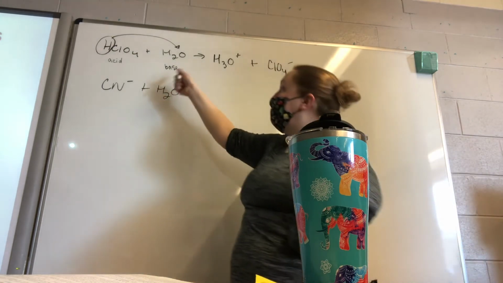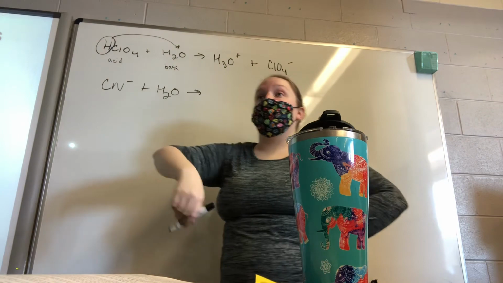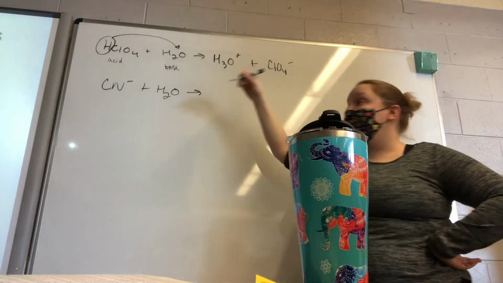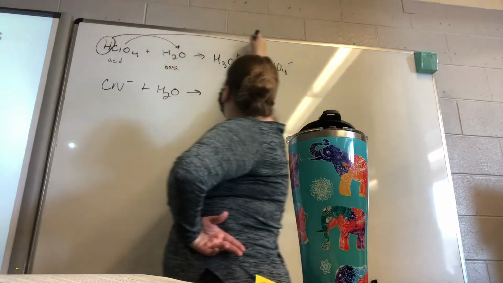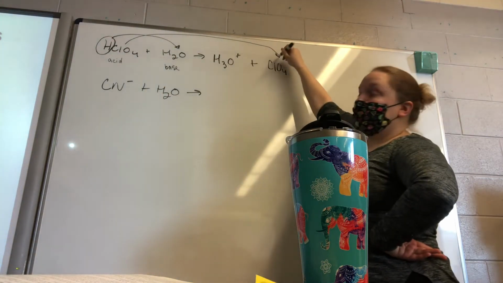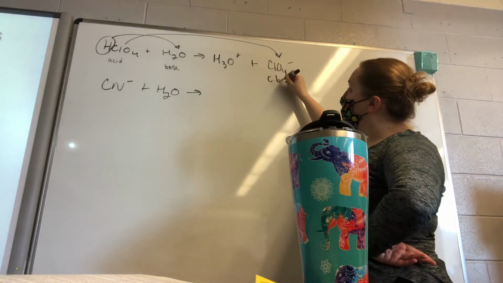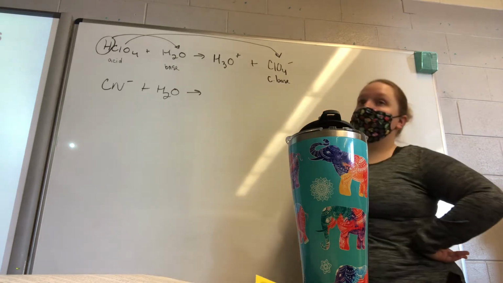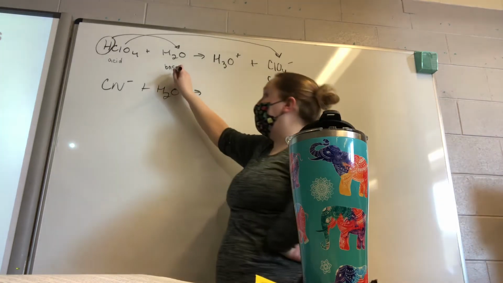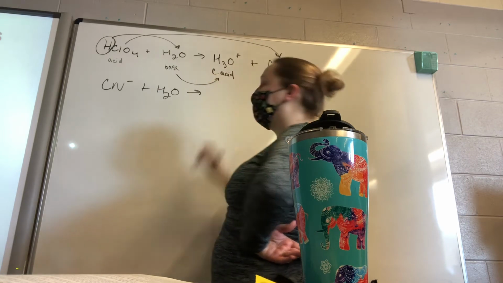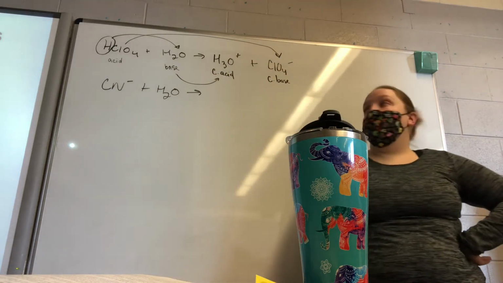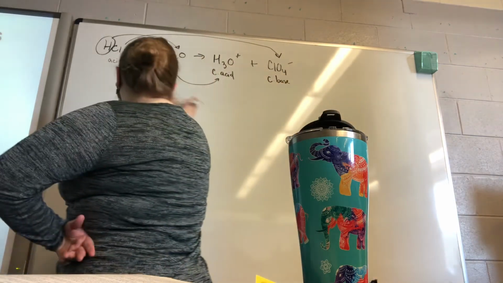Okay, so acid, base. Now let's identify conjugate acid and base. So what does the acid typically become? The conjugate base. What does the base typically become? The conjugate acid. Not so bad. All right, let's do a different one.